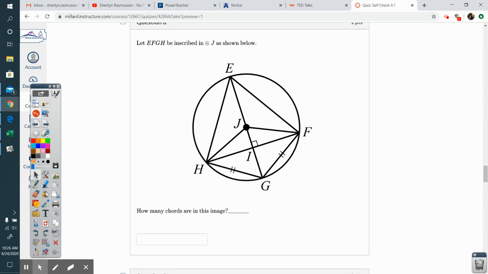Okay, this is asking how many chords are in this image. So we'll do the same thing. 1, 2, 3, 4, 5. And this touches in two spots, 6. This is a radius, so those aren't possibilities. So it's 6 chords in that image.